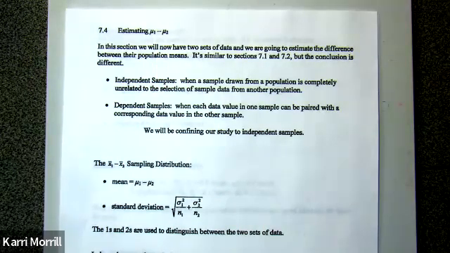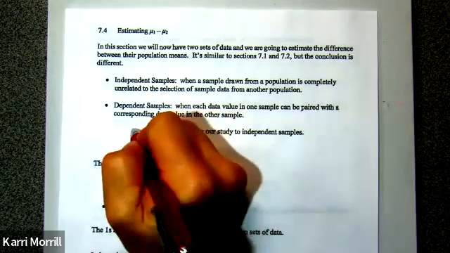Independent samples: when a sample drawn from a population is completely unrelated to the selection of sample data from another. We talked about that in the beginning of this class. Dependent samples: when each data value in one sample can be paired with the corresponding data value in the other sample. We will be confining our study to independent samples, really.